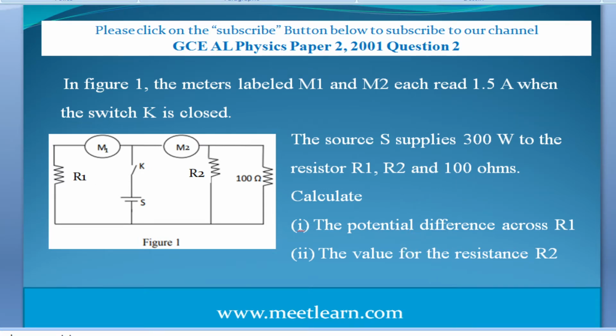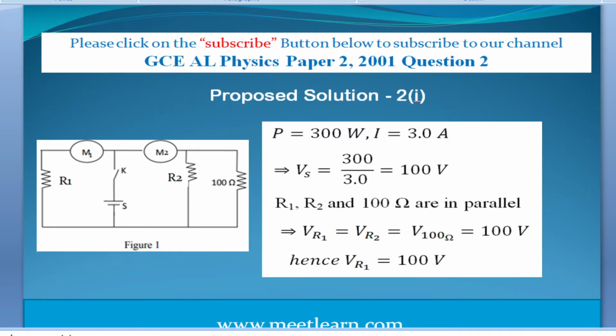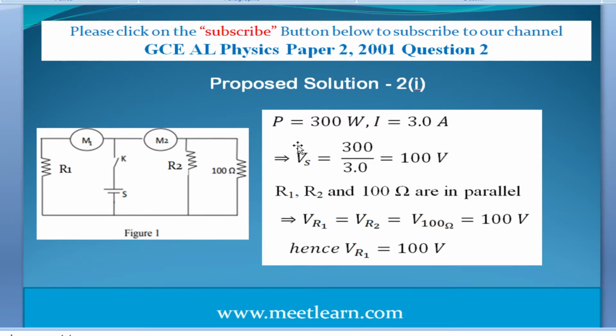So we are going to move forward to a proposed solution, and we have a circuit beside. The first thing we'll do is to identify the values that have been given. We've been given the value of power, 300 watts. Current: we've been told that the supply S gives a current of 1.5 ampere to M1 and 1.5 ampere to M2, meaning the total current leaving S is 3.0 ampere.